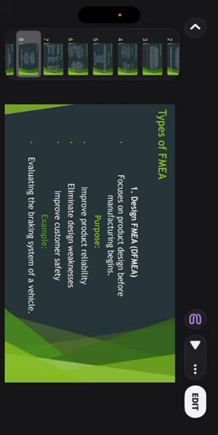So the purpose of design FMEA is that it focuses on the design stage. You are focusing on the design. Where are the issues? Where is it going to happen? And you are eliminating it from the design. Purpose is to improve product reliability, eliminate design weakness, improve customer safety. Example: evaluating the braking system of a vehicle through design. You can see this is an engineering aspect now.